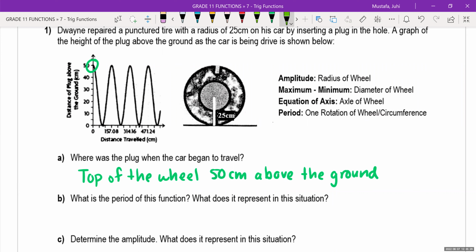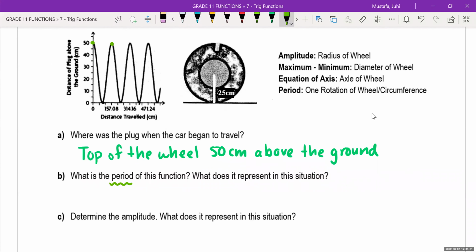Question B, what is the period of this function and what does it represent in this situation? So we learned last class that when you have a graph, you can figure out the period just by looking at the start of the cycle to the end of the cycle. I do have to apologize. I feel like the numbers here are super awkward, but what do you think is one period of this graph? Yeah, approximately 157.08. So we would say this is 157.08 centimeters. And what does the period represent on this graph? Yeah, one turn of the wheel, we could say.